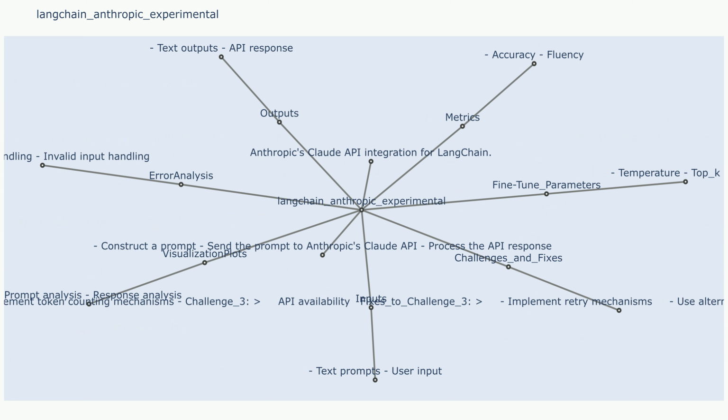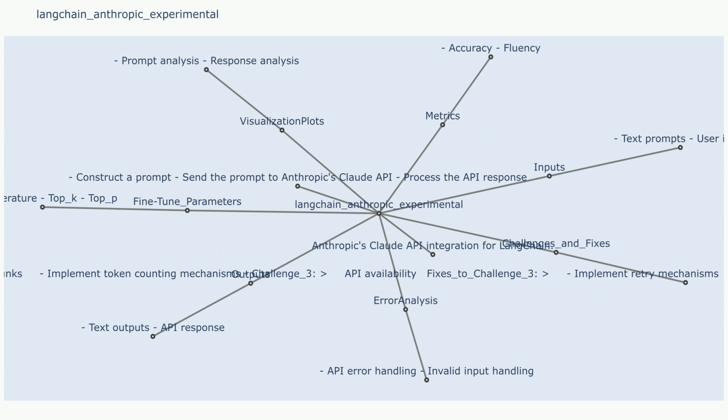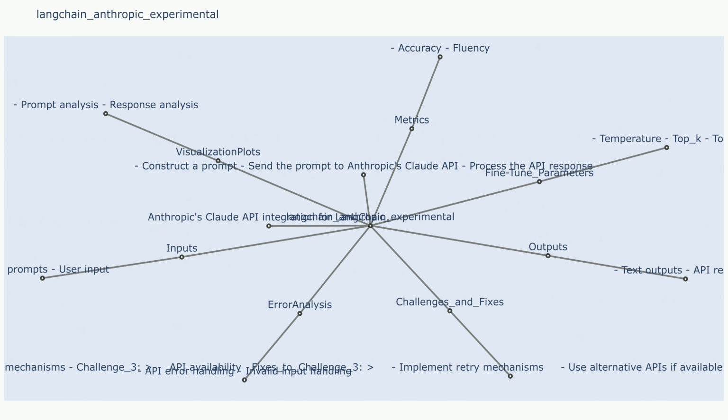Step 3. Explain in detail input processing. The input text is pre-processed, tokenized, and prepared for the Anthropic model. Step 4. Explain in detail API call. The processed input is sent to the Anthropic API for processing. Step 5. Explain in detail response handling. The API response, containing the generated text and metadata, is received and interpreted by Langchain.